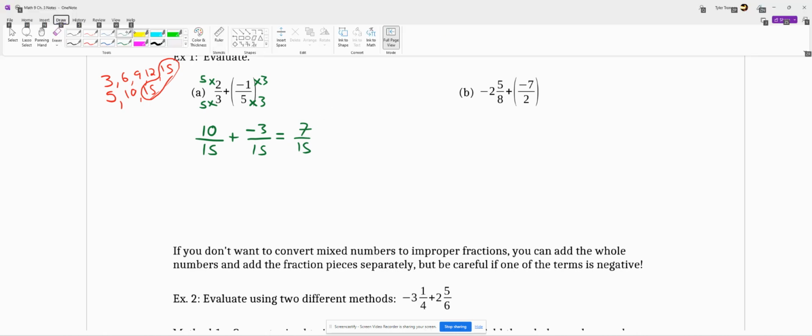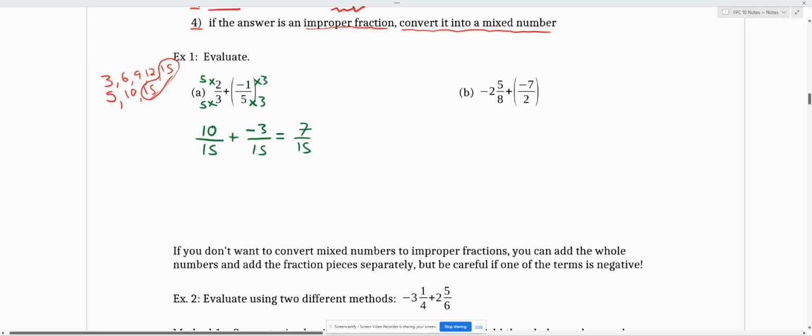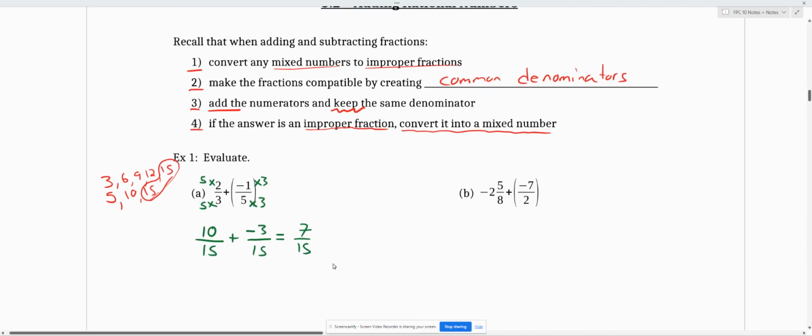So in this case, if I were to scroll up, we didn't have to do step 1 or step 4, because there were no mixed numbers and we didn't get an improper fraction in the end. We just had to do steps 2 and 3. We got a common denominator and then we added the numerators. That's all we had to do using our integer rules.